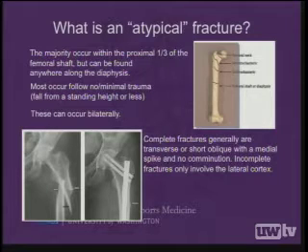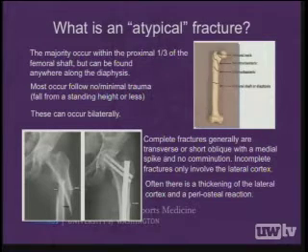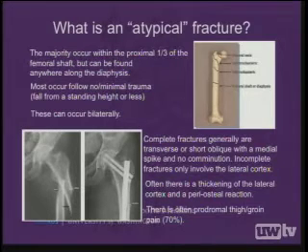When they are complete, they generally have a transverse or a short oblique pattern with a large medial spike. When they are incomplete, they only involve the lateral cortex. So there's that beaking that we saw in the other films. Often, again, they have the thickened lateral cortex and periosteal reaction, which has been referred to as beaking. And there is prodromal thigh pain in about 70%. So that's usually their presenting symptom.